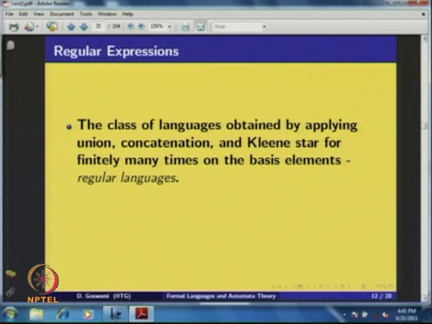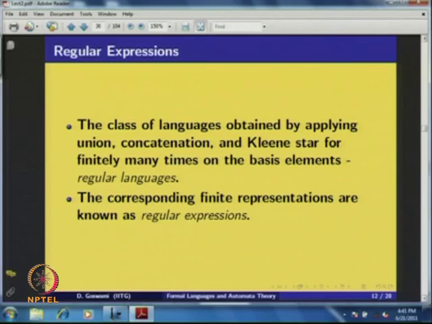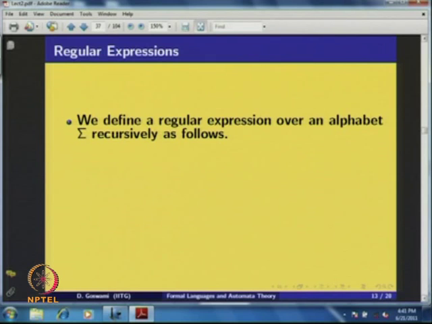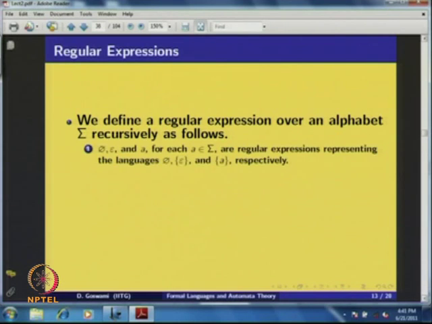Now, the class of languages that we get by applying union, concatenation and Kleene closure finitely many times on the basis elements is known as regular languages. The corresponding finite representations are known as regular expressions. Now, let us define regular expressions over an alphabet sigma recursively as follows. We consider phi, epsilon and a for every a belonging to sigma to be regular expressions representing the languages phi, the singleton epsilon and a respectively.